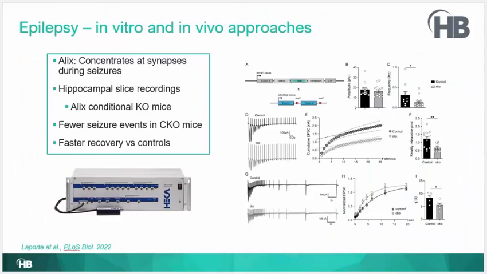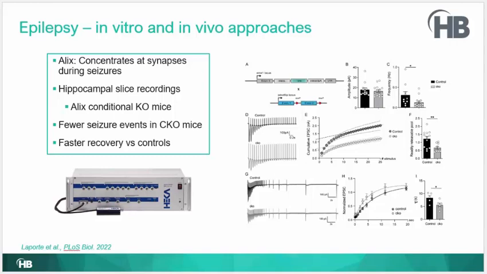Okay, so for my next example here, we're moving from in vivo models to in vitro models. And so we're going to be talking specifically about epilepsy. This study by Laporte and colleagues was interested in mechanisms of endocytosis in brain synapses. Specifically, it's looking at ALIX, which is involved in endocytosis, and it apparently concentrates at synapses during seizures.